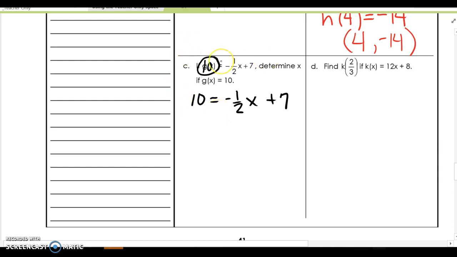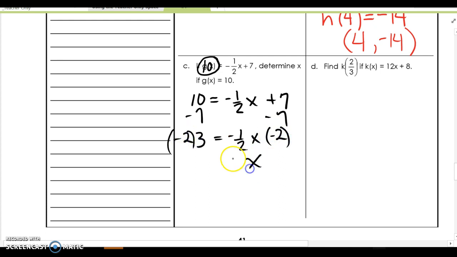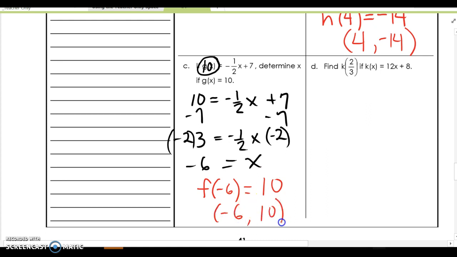So whenever they ask you to find x, you're going to have to solve for x. Subtract 7 from both sides. 3 equals negative 1/2 x. Multiply both sides by the reciprocal of negative 1/2, which is negative 2 over 1, or just negative 2. I'm left with x equals negative 6. So the answer is an x value of negative 6, which means f of negative 6, when x is negative 6, the output is 10. So that would be the ordered pair, negative 6, comma 10.